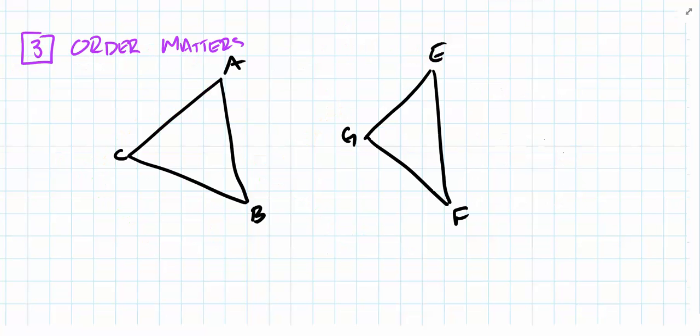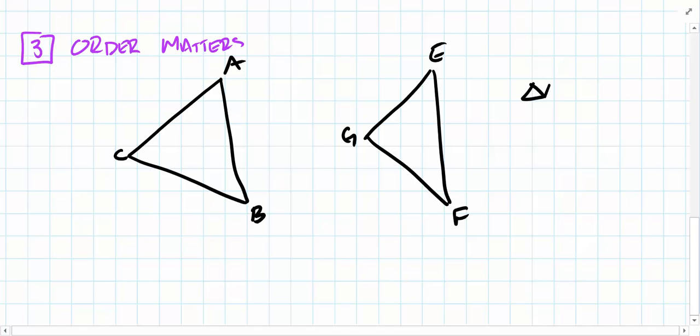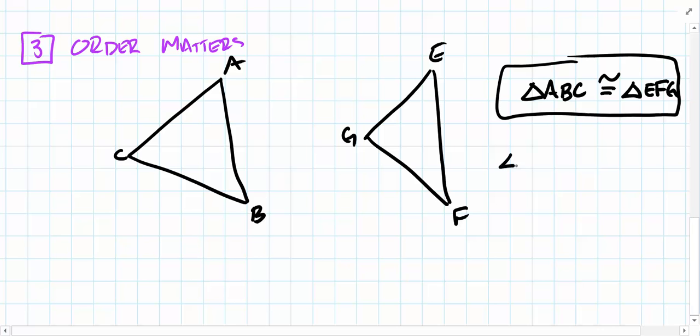Okay, so when we're talking about congruent figures, the order in which we label things definitely matters, all right? So if we were told that triangle ABC is congruent to triangle EFG, if I know that, here's what I could not say. Okay, so if this is what I was given, it would be wrong for me to say this: triangle ABC is congruent to triangle FGE.